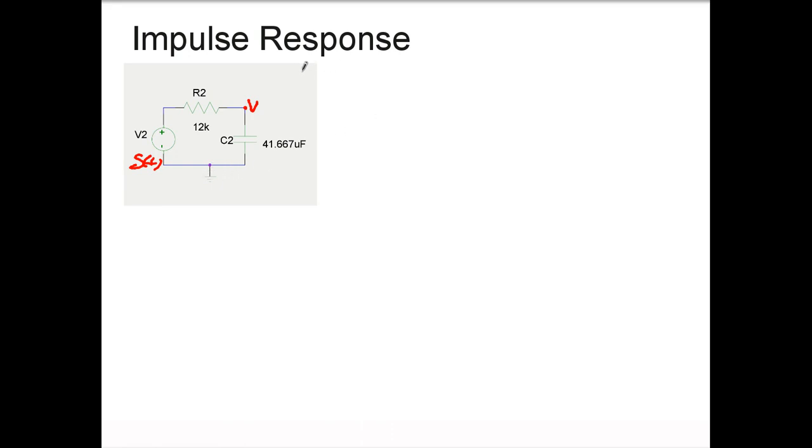Okay, so let's set up the differential equation by using the node method. The current over here is C dV/dt. I'm just going to call these R and C. Okay, C dV/dt plus V minus delta of t. The source voltage is delta of t, so I'll just substitute that. V minus delta of t, divided by R, and this is equal to 0.